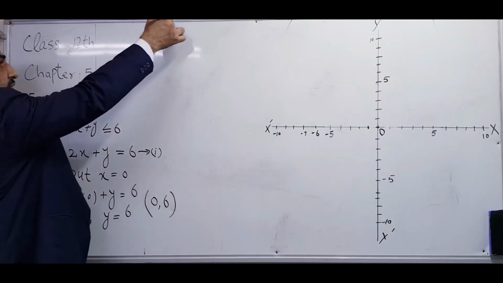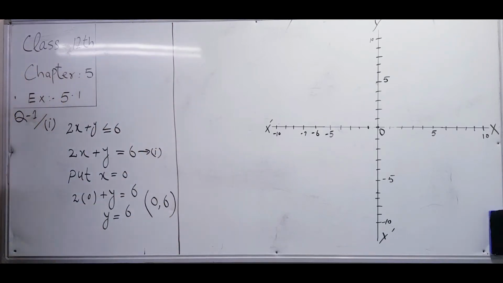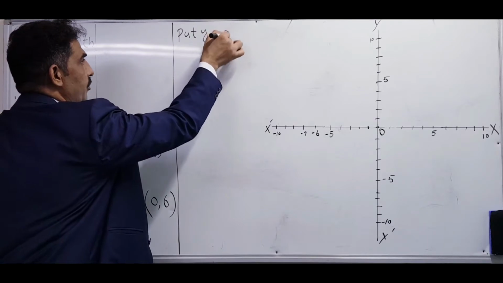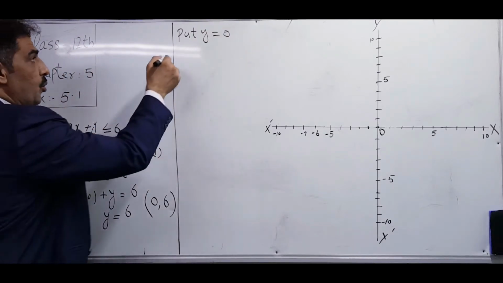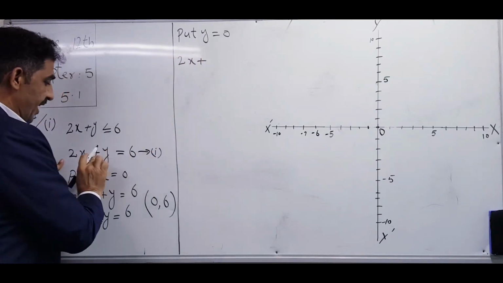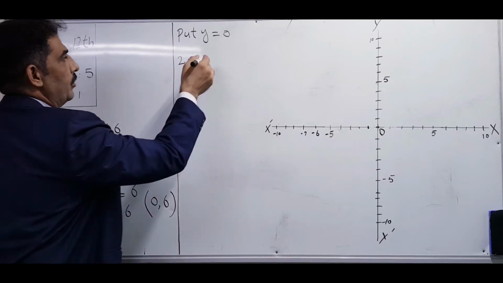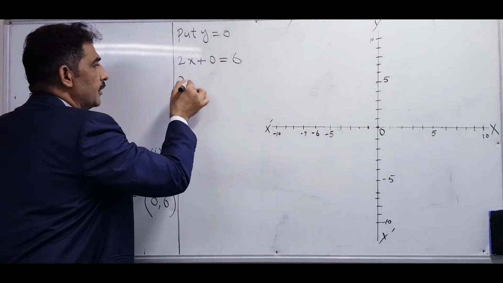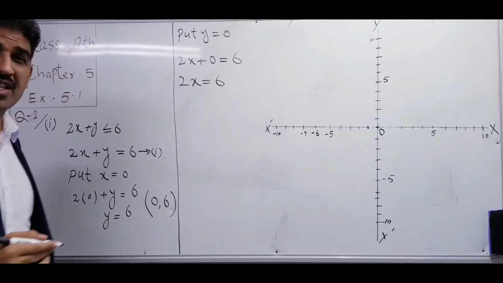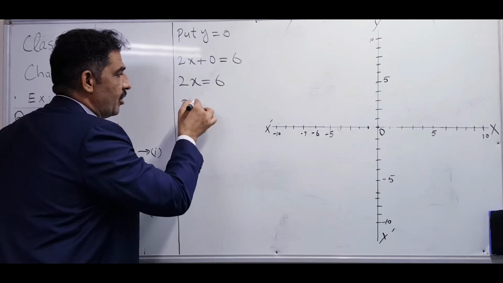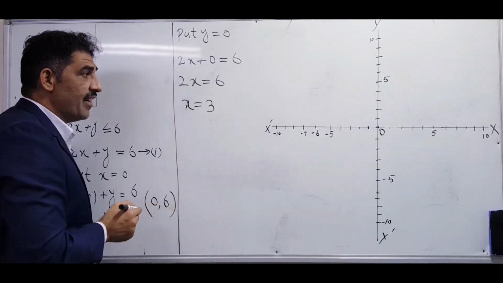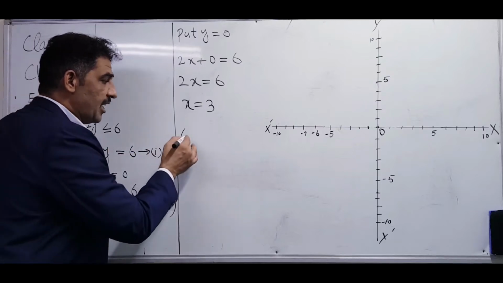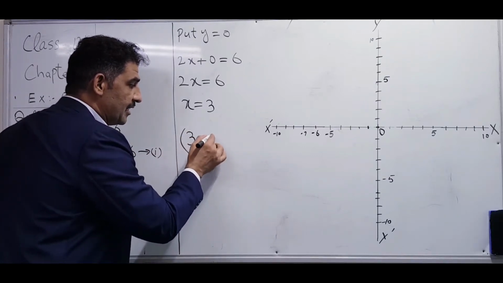In the same way, we will find the second ordered pair. How to find it? Put y is equal to 0 in equation 1. So 2x plus 0 is equal to 6. Simplify: 2x is equal to 6. So what is the value of x? The value of x is equal to 3. So the ordered pair is 3 and 0, because we always put the x coordinate first and the y coordinate second.